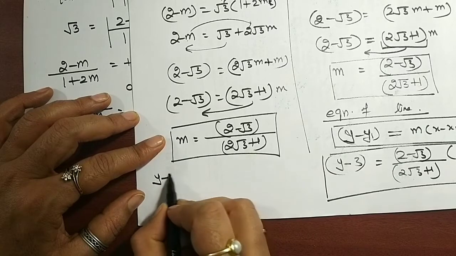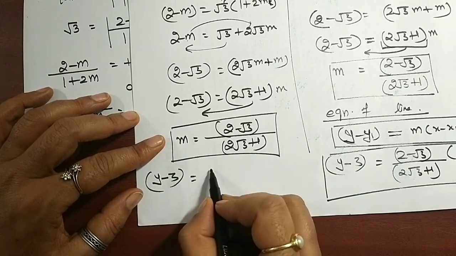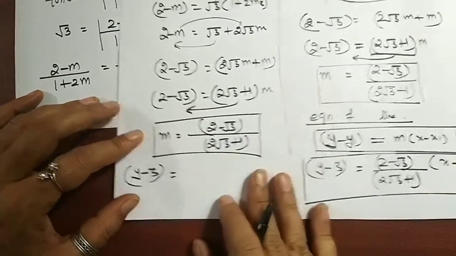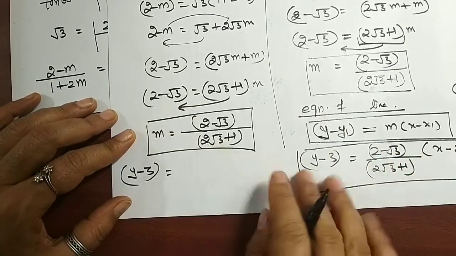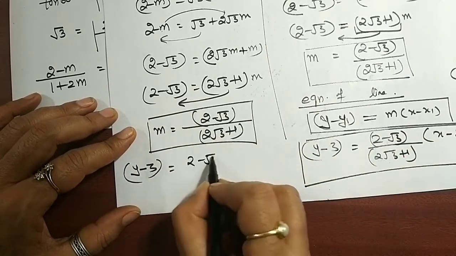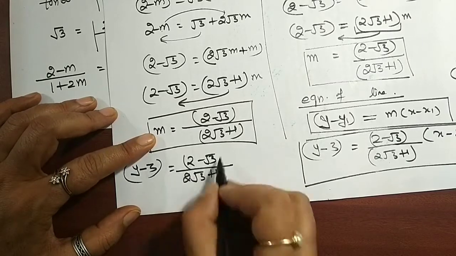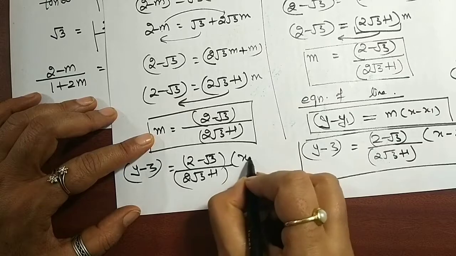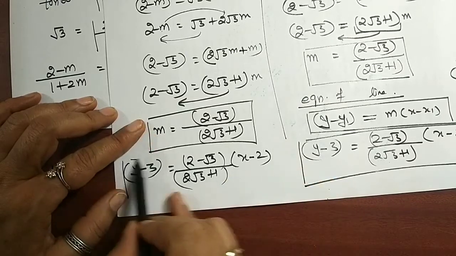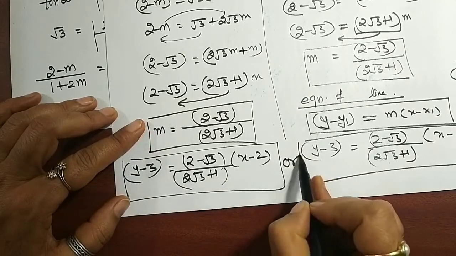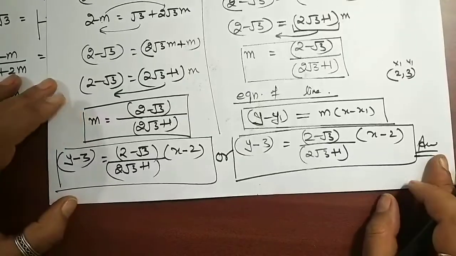Y minus y1, which is 3. M is what? See, this is the equation. So m is what? This. So I will take 2 minus root 3 over 2 root 3 plus 1 into x minus x1. So this is my equation. So either this or this is my answer.